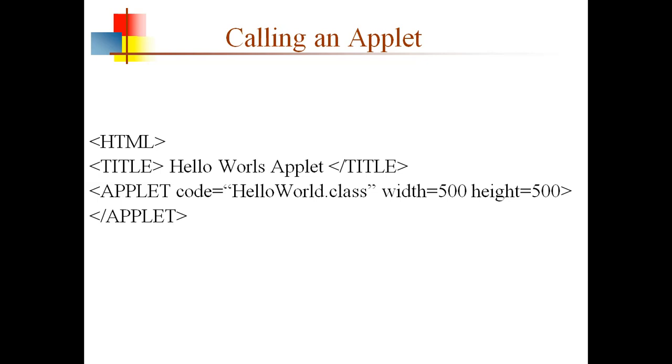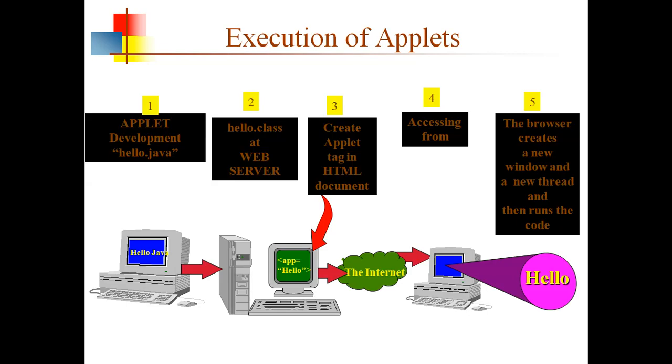We can directly write applet code HelloWorld.class and width and height. There is no comma between width and height and applet code. The dimension of the applet will be 500 by 500, and the applet is closed here, and the HTML is closed here. This is the HTML file, and we will execute it using the appletviewer command, or directly through the browser, like we open any file or website. So this is the execution process of an applet.